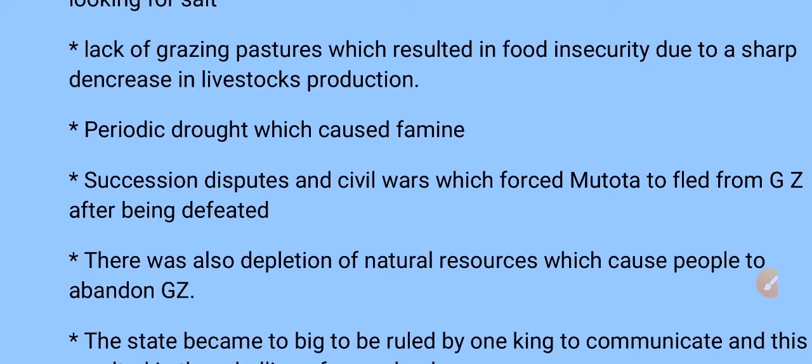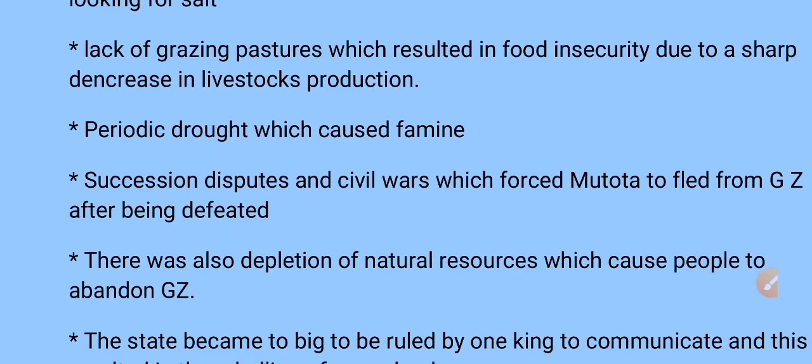Some say Great Zimbabwe rose mainly because of the downfall of Mapungubwe state. Some say Great Zimbabwe rose because it had a strong army. Some say Great Zimbabwe rose because the king maybe had good leadership qualities. So all these are what caused the rise of the Great Zimbabwe state.